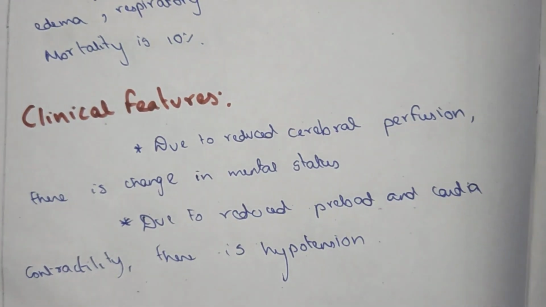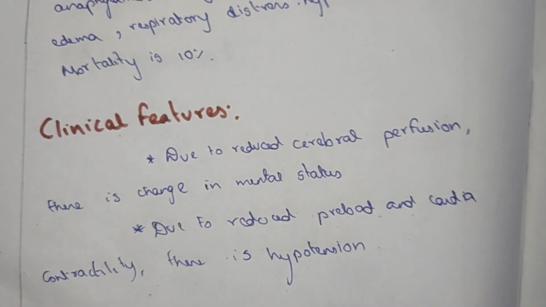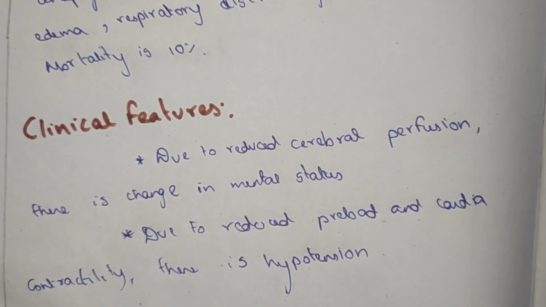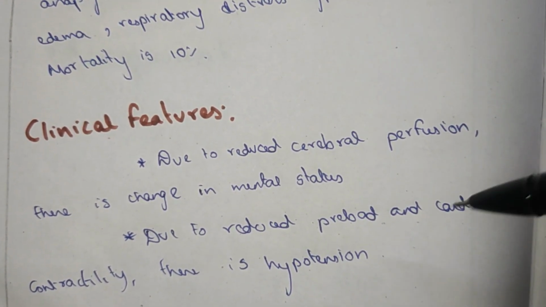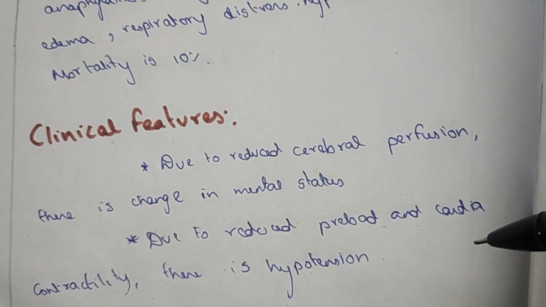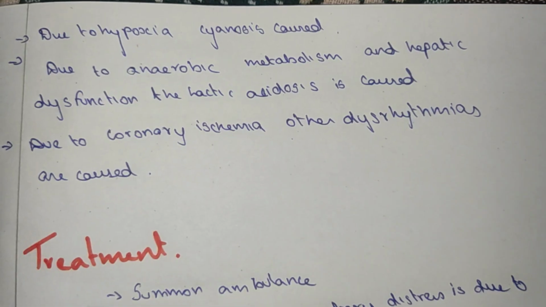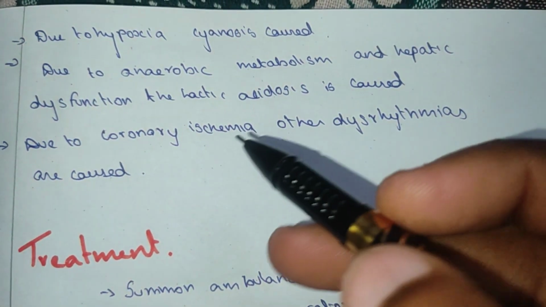The clinical features of anaphylactic shock are: due to reduced cerebral perfusion, there is change in mental status. Due to reduced preload and cardiac contractility, there is hypotension. Due to hypoxia, cyanosis is caused.